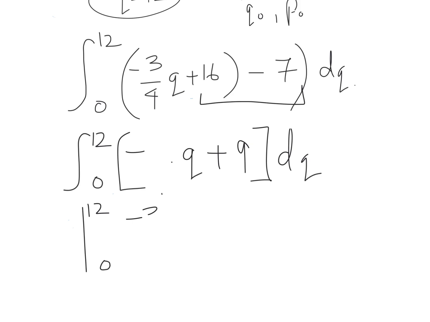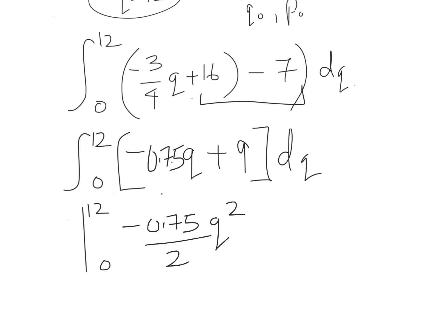So minus 0.75 Q squared divided by 2 plus 9Q, yeah? Okay.